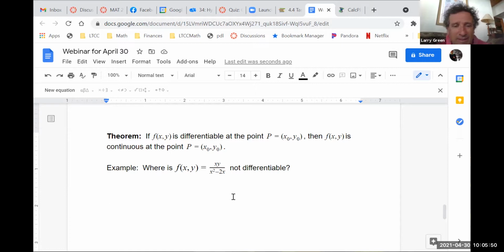By the way, why can't I just cancel the x's and say it's differentiable? Can I do that? Right, I could factor out an x in the bottom, then cancel the x and say, hey, I get y over x minus 2. So I could say, hey, this is just not differentiable when x is 2. What's wrong with that?